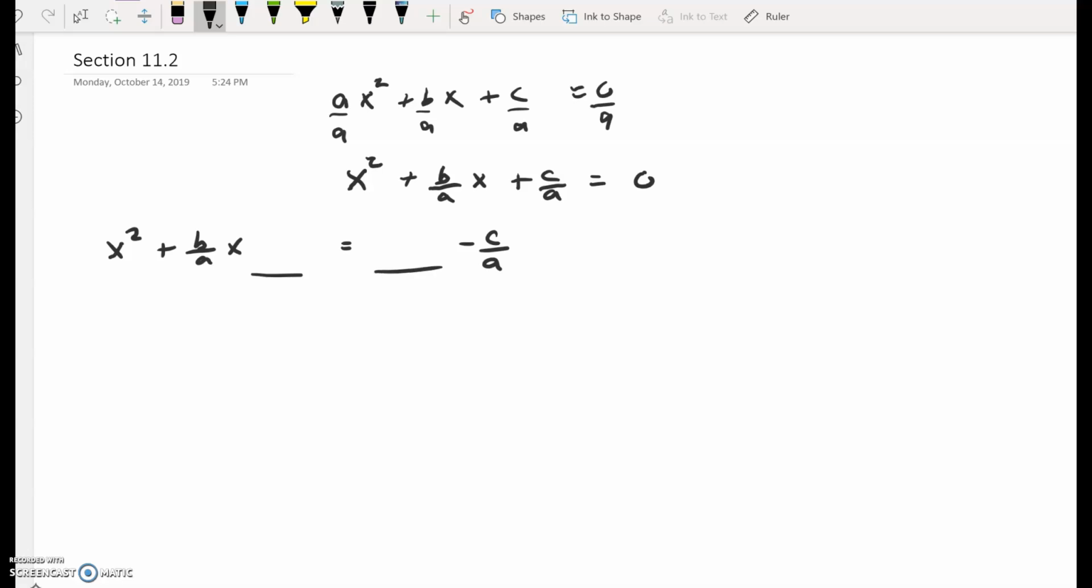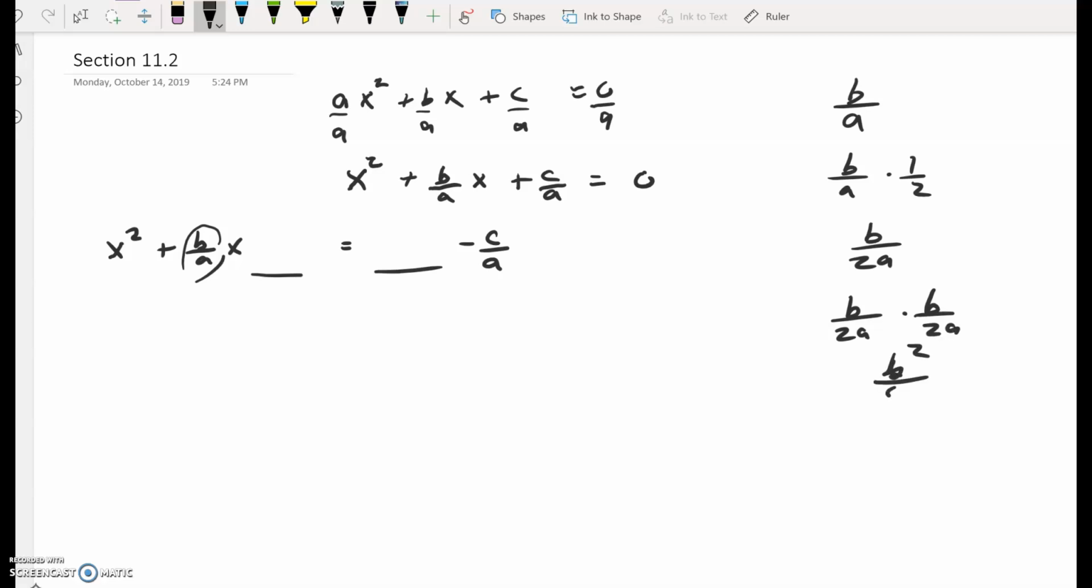And now we're getting ready to complete the square. The way we complete the square is we take a look at this coefficient and we cut it in half, or divide it by 2, or multiply it by a half. And then we multiply that by itself. That was our pattern. So that'll be b squared over 4a squared. So we're going to add b squared over 4a squared to both sides.